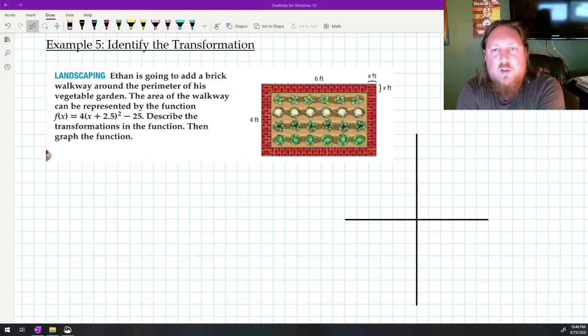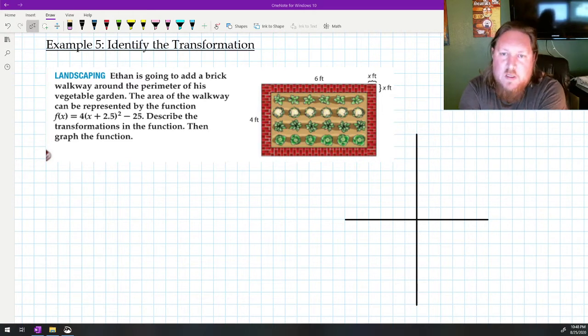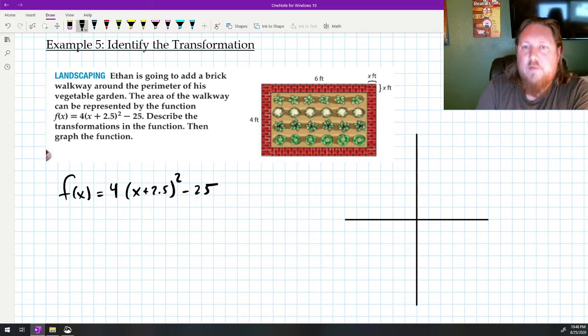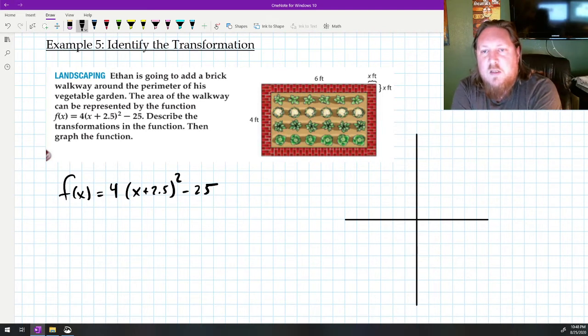All right, now we're going to try to identify multiple transformations at the same time. So there's going to be translations, dilations, all of it together. Ethan is going to add a brick walkway around the perimeter of his vegetable garden. The area of the walkway can be represented by the function f of x equals 4 times (x plus 2.5) squared minus 25. Describe the transformations in the function, then graph the function.